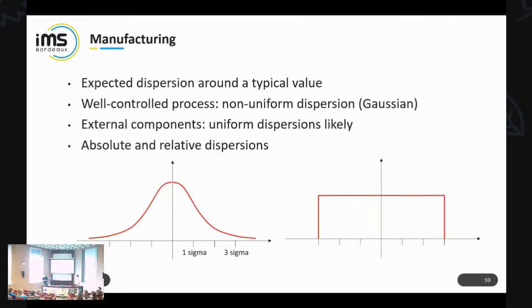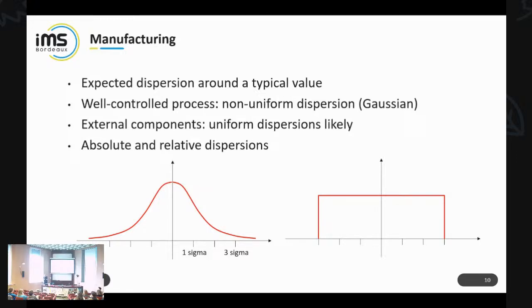So when it comes to microelectronics, we expect a dispersion around the typical value. For processes which are well controlled, let's say mature processes, not prototype processes, normally we get a non-uniform dispersion, which is a Gaussian, which means that those errors are just random errors, something which is not systematic due to a mistake somewhere, a machine which is not perfectly tuned or whatever.